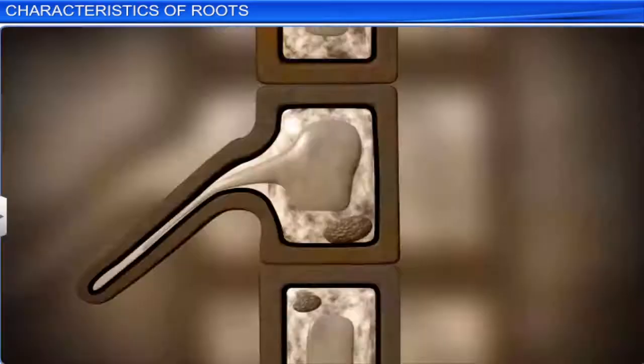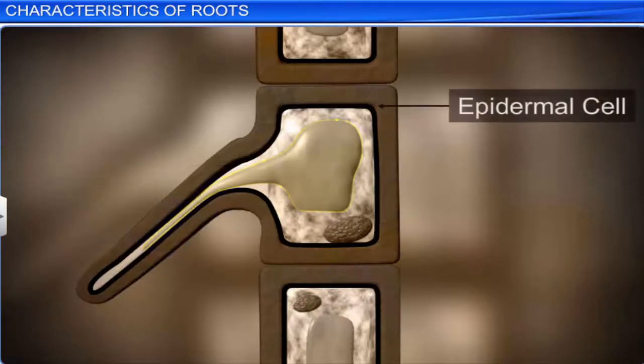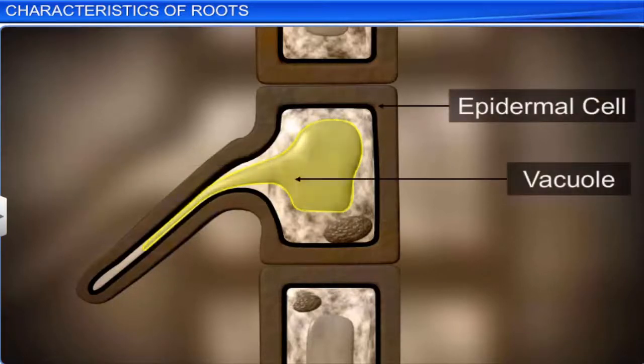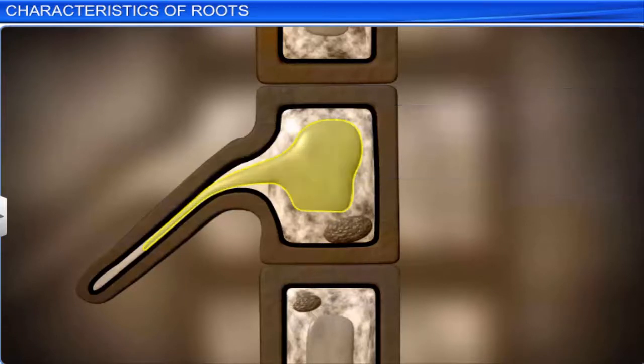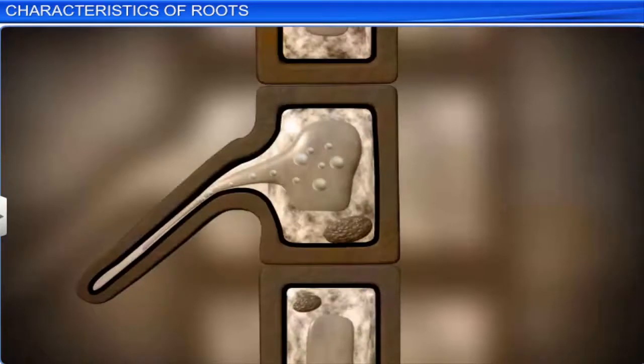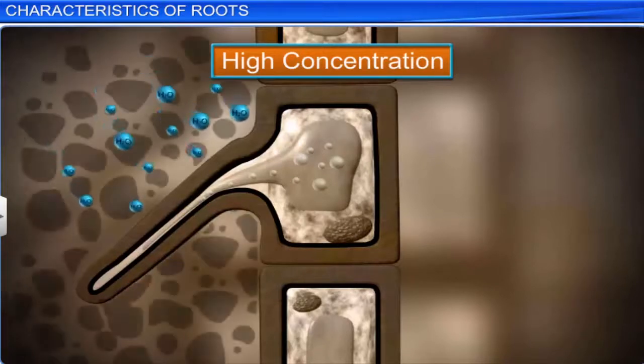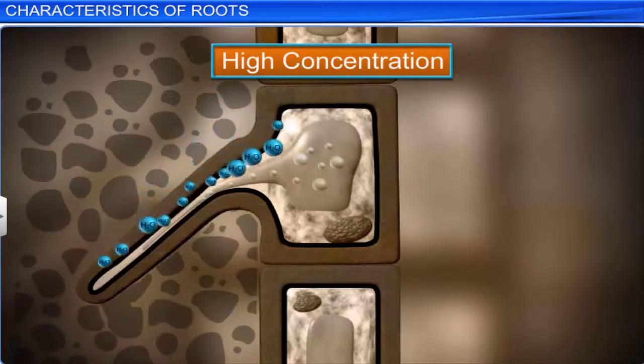Root hair is made up of a single cell, and its sap is an important factor in determining its absorbing ability. It is an extension of the epidermal cell of the root and contains a vacuole. These vacuoles contain sap, rich with salts. These dissolved salts create a high concentration in the root hair. This high concentration of salt makes water move from the soil to the roots.